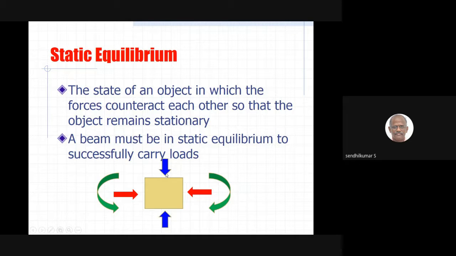So this is a person. For that person we will have the reaction force. Similarly, we will have the horizontal forces, left to right or right to left. Similarly, we will have the moments, clockwise and counterclockwise. All these forces counteract each other. Hence, the object remains stationary in a stable condition. So a beam should be in static equilibrium to take up the various loads, whether horizontal loads, vertical loads or moments.